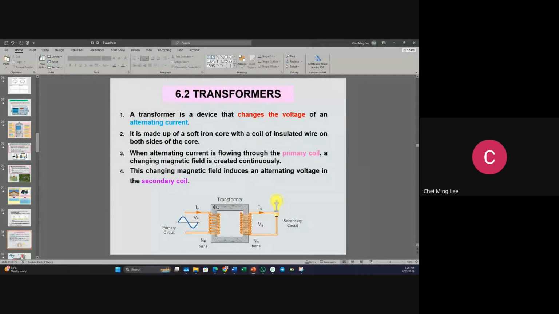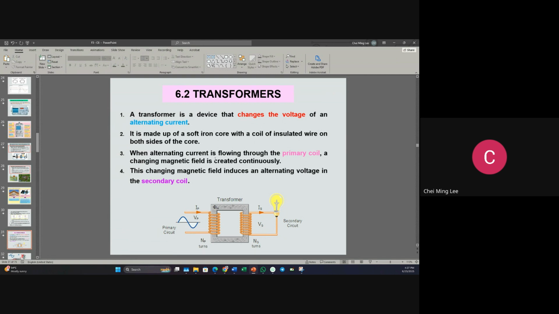So a transformer is a device that changes the voltage of an alternating current. It is made up of a soft iron core with a coil of insulated wire on both sides of the core. You see, the middle one is the soft iron, with two coils of wire.